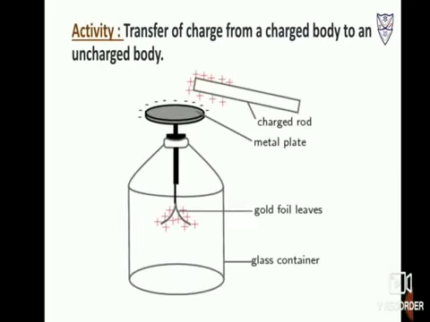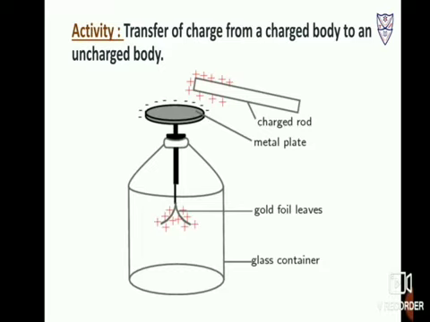Now students, in this activity we are going to learn the transfer of charge from a charged body to an uncharged body. What are the things required? We need a glass rod, silk cloth and an electroscope. Now we are going to rub the glass rod with a silk cloth, making it charged. We are charging the glass rod. Now the glass rod will have positive charge. Now we bring this glass rod in contact with the brass disc of the electroscope.